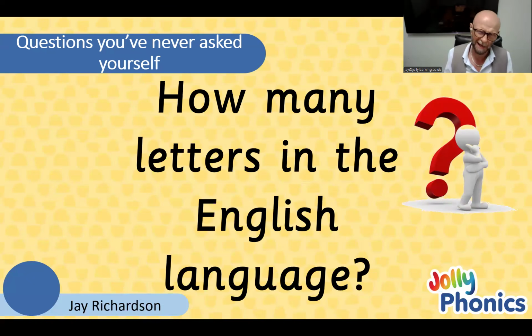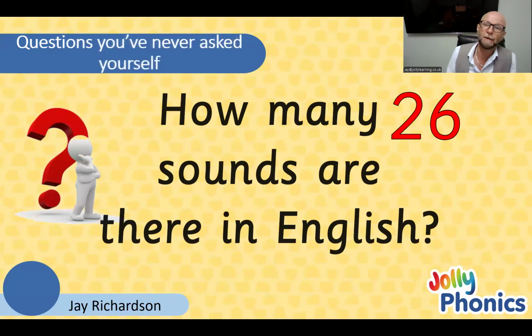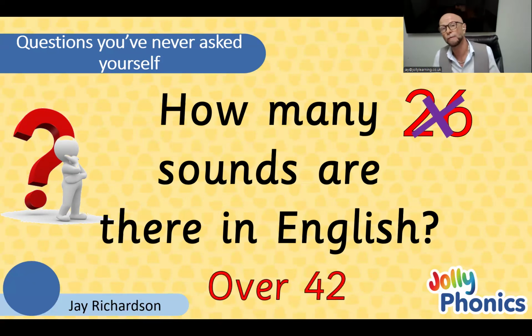Question, easy question. How many letters in the English language? 26, easy, good. So how many sounds are there in English? Ooh, a bit more difficult. Bit more debatable as well, but there are at least 26, 42, at least 44, really, more, plus. But for the purposes of today's introduction, we'll talk about the main 42 sounds.